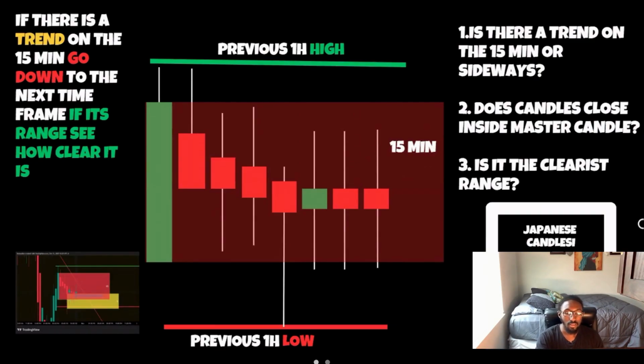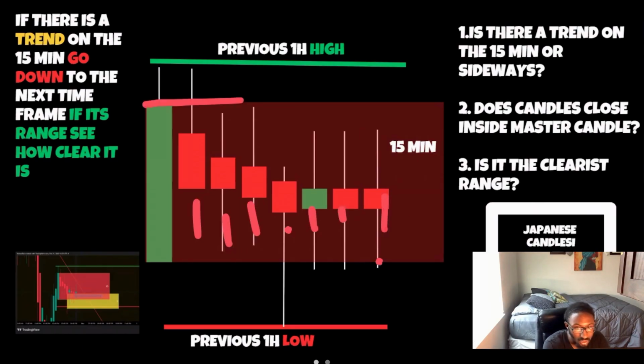Find your current range. So if there is a trend on the 15-minute, go down to the next time frame. If it's range, see how clear it is. Meaning, if the 15-minute currently right now is just going up or down, but it's not going sideways, then we go to the next one that is going sideways. So number 1, is there a trend on the 15-minute or sideways, right?